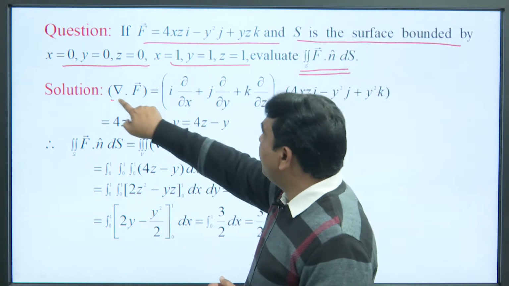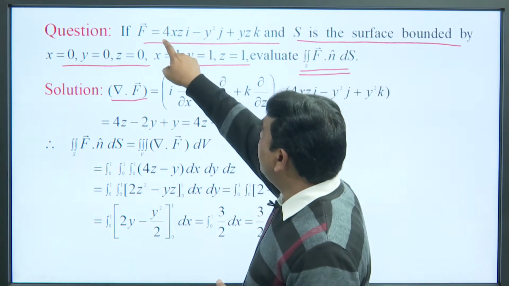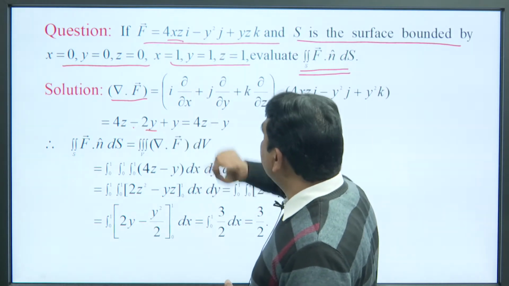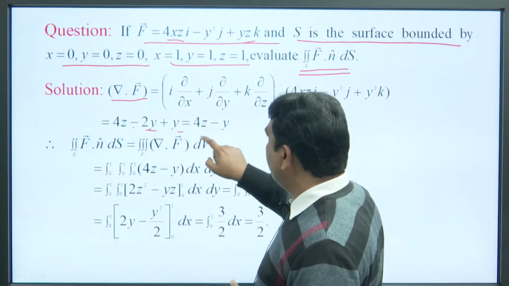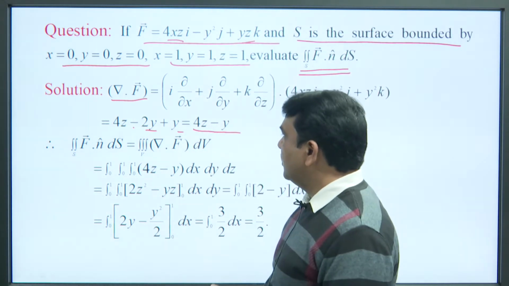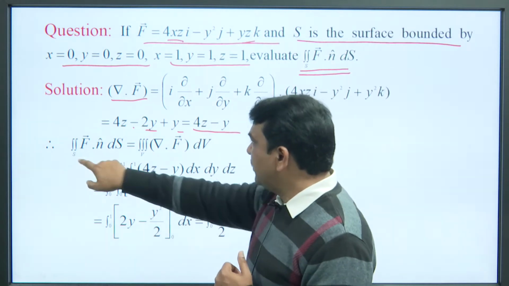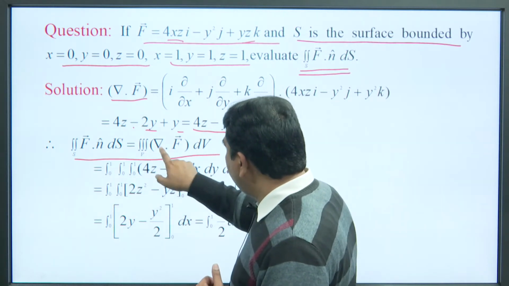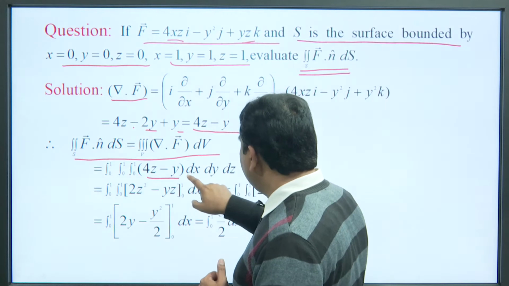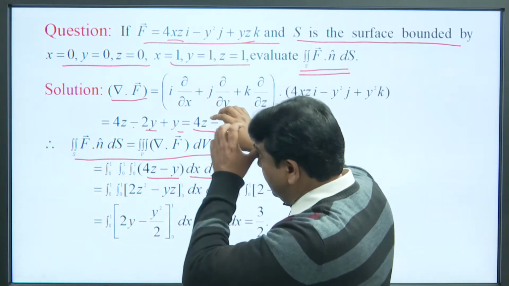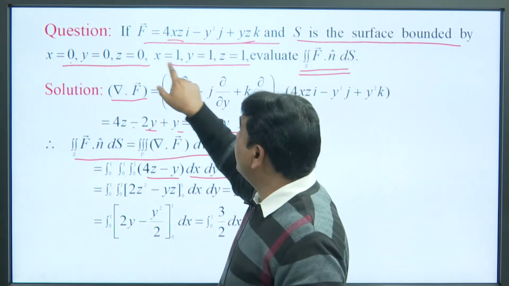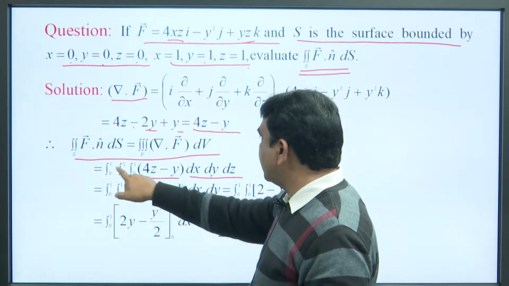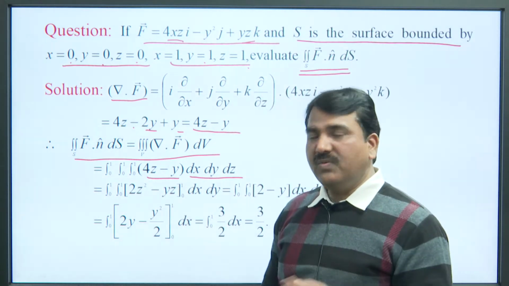Here, divergence of f is del by del x of 4 x z, that is 4 z, del by del y of minus y square, that is minus 2 y, and del by del z of y z, that is y. So finally, its value becomes 4 z minus y. With the help of the divergence theorem, we can write the integral of f dot n ds over S as the integral of (4 z minus y) dx dy dz, where x, y and z vary from 0 to 1.